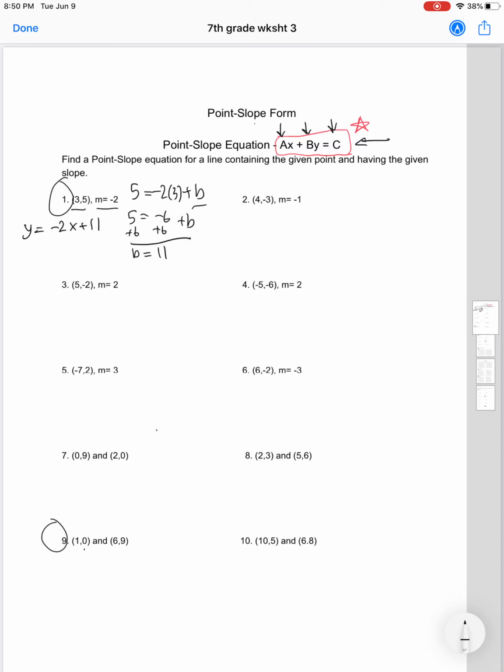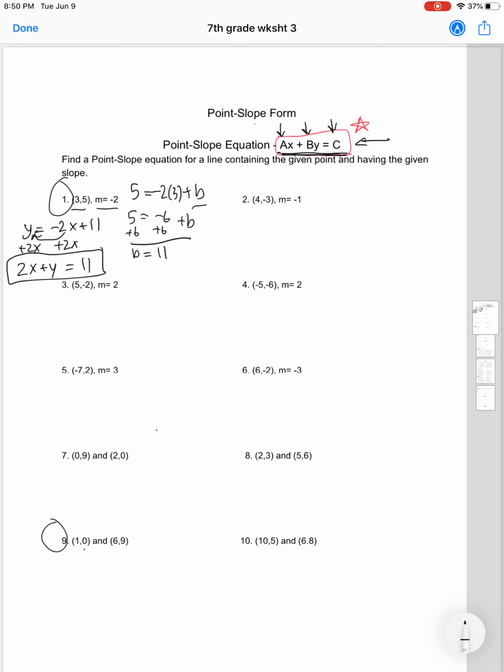-2. Now, this isn't the point-slope formula, this is just the slope-intercept form. The point-slope equation is this, with the x and y's on one side. Now, because the x is on the opposite side of y, you bring it over by adding 2x on both sides. 2x plus y is equal to 11. And that's your answer for the first problem.